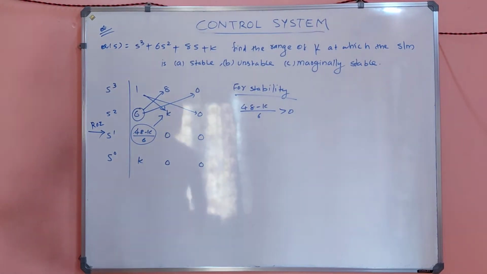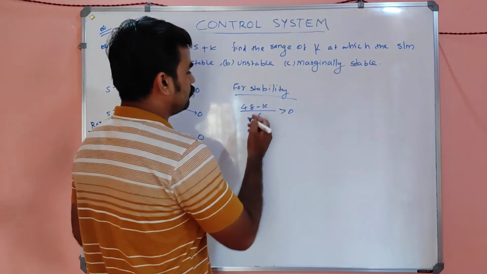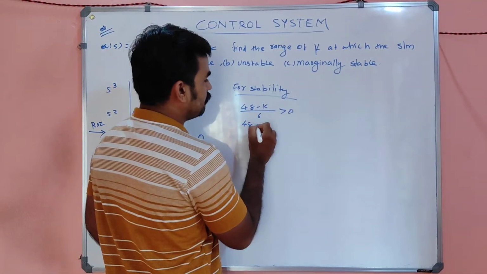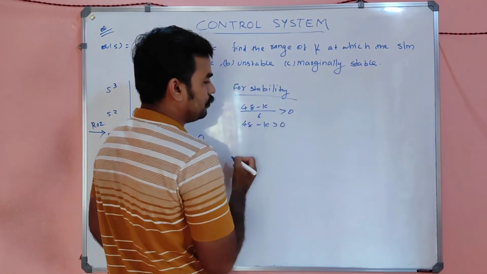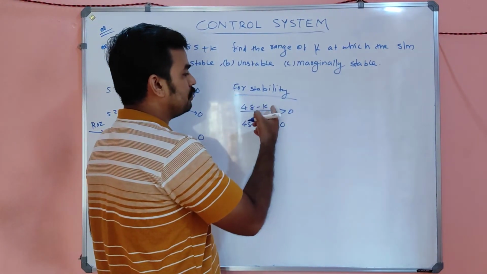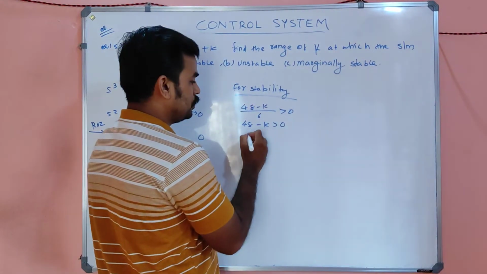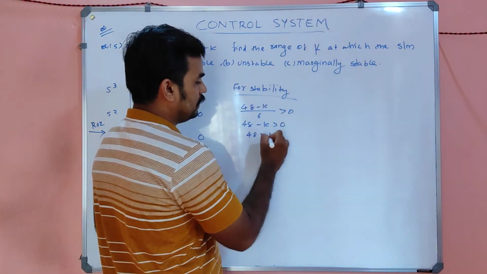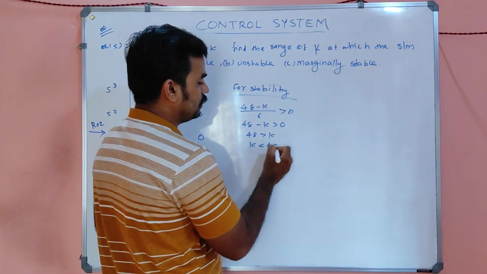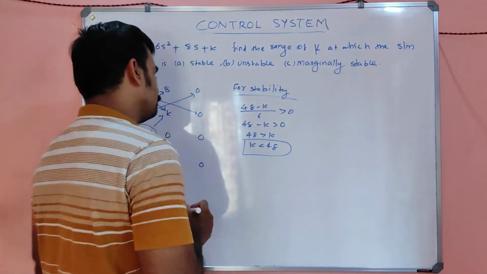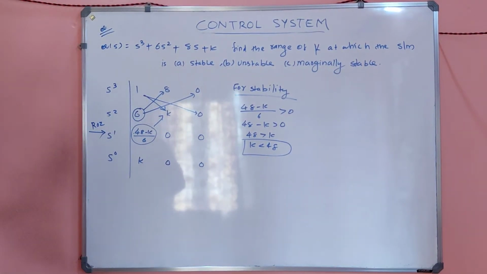Is it clear? So how can I write, 48 minus k greater than 0? Correct now? 48 minus k greater than 0. So 48 greater than k, or k less than 48. So this is the condition for stability, k less than 48. Okay? Is it clear?